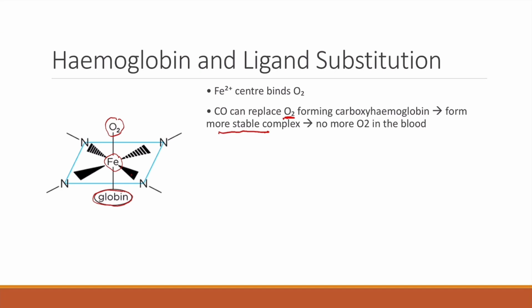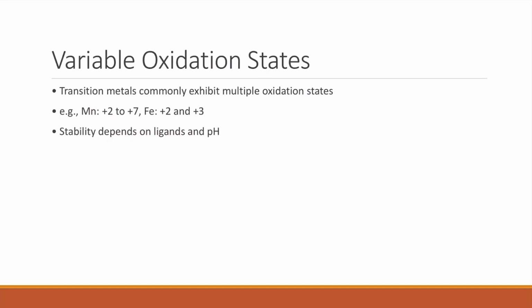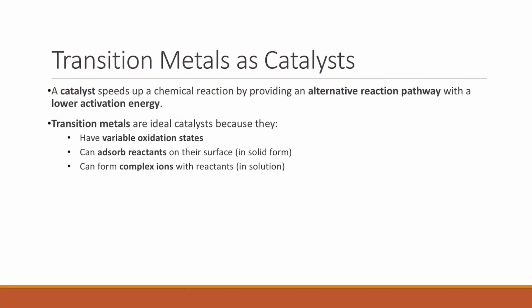Variable oxidation states for the transition metal ions. So we know that transition metal ions exhibit multiple oxidation states. For example, manganese can have from +2 up to +7. Iron can have two of these, which are +2 and +3. The stability of these different ions, or the complex ions with these ions, will depend on the ligand and the pH.